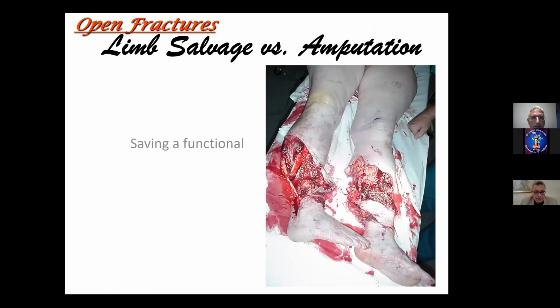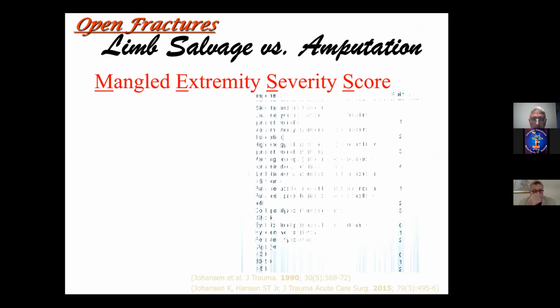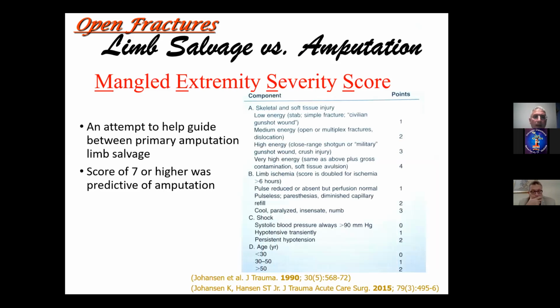Limb salvage, this is the last issue. I think this is the limb salvage versus amputation. Sometimes the decision comes on the edge. Are we going to save the limb or going to save the life of the patient? Many scores have been described, like the mangled extremity severity score, as you see here, and this is the reference if you want to refer to. It's an attempt to help the decision between primary amputation and limb salvage. If you have a score of 7 or higher, this should be predictive of amputation.